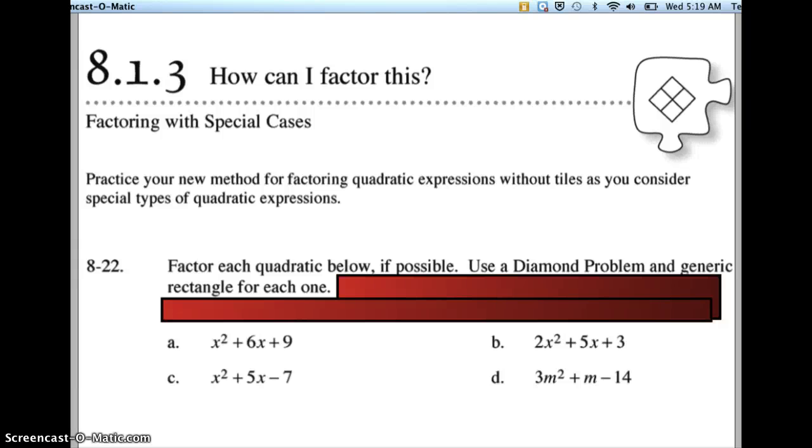Okay, Oak Rovers, this is going to be a video that's going to help you in your Algebra Connections book, section 8.1.3. And the name of this section is called Factoring of Special Cases.